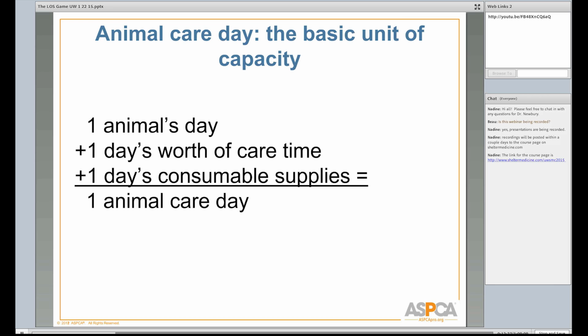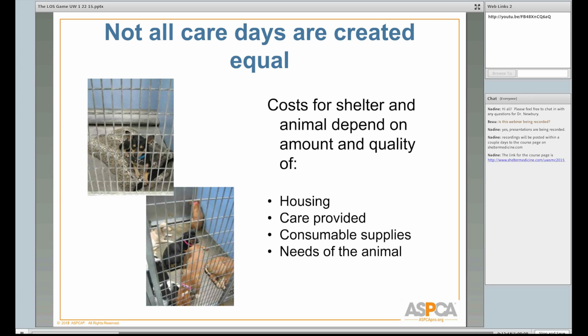So an animal care day, I've been saying that word, but what we really mean is that's the basic building block for our capacity. What we mean is it's one animal's day, their day in their life, plus one day's worth of care time, plus one day's worth of consumable supplies equals an animal care day. So it's not just a box to put an animal in for that day. It's everything involved in providing that care. And not all care days are created equal.